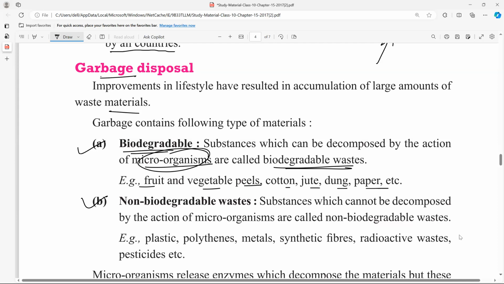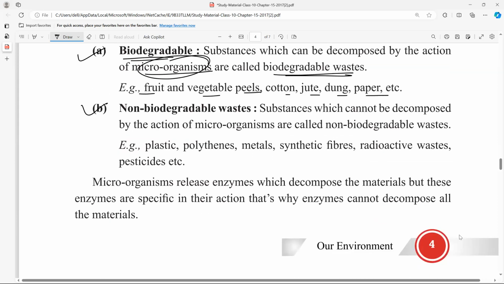Non-biodegradable wastes are things that are synthetically produced by chemicals. Substances which cannot be decomposed by biological means, mainly bacteria, by the action of microorganisms are called non-biodegradable waste. Examples are plastics, polythenes, metals, synthetic fibers, radioactive waste, and pesticides. These are all non-biodegradable waste.